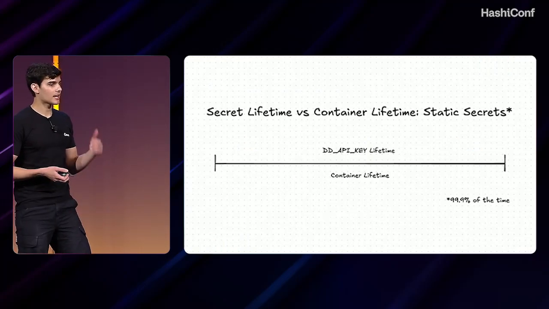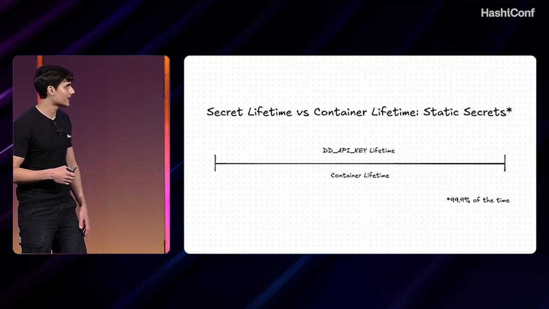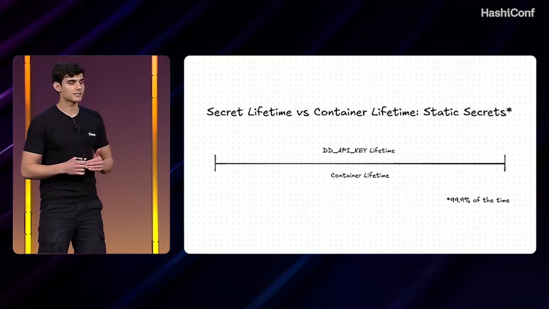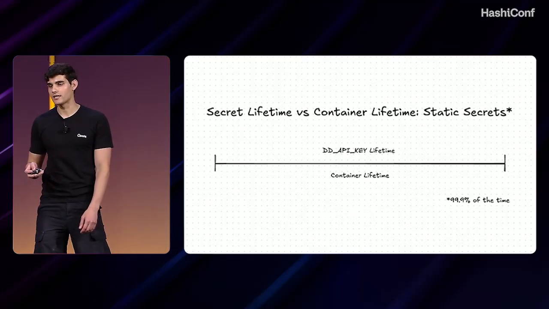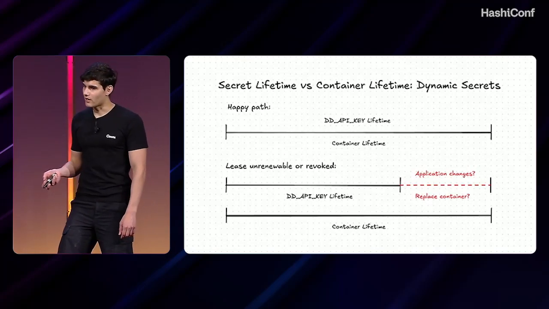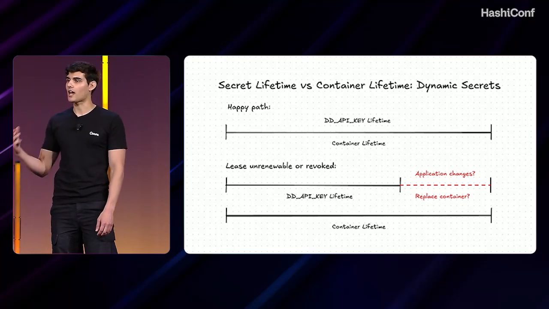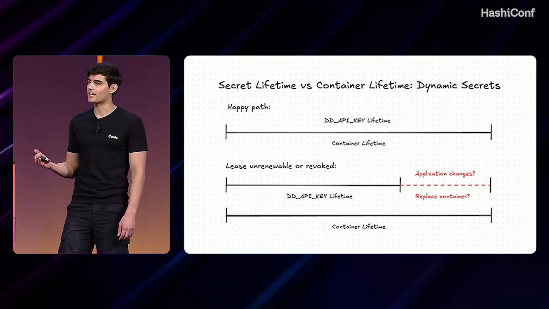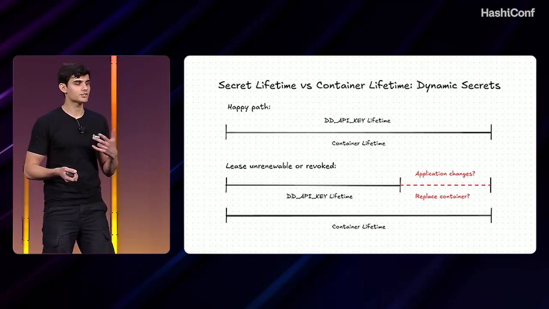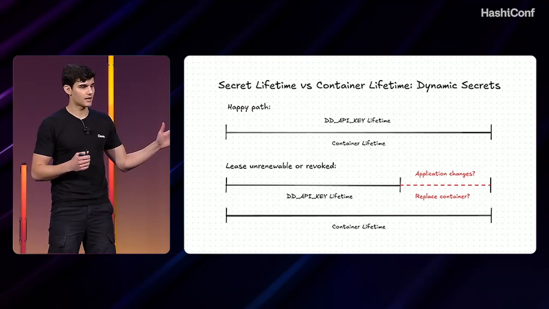Well, when you take a step back and you compare the lifetime of our Datadog containers and the lifetime of our static Datadog API keys, in 99.9% of cases, our static Datadog API keys are actually going to outlive our Datadog containers. However, when you compare the lifetime of our Datadog containers against the lifetime of our dynamic API keys, you don't see the same thing. On the happy path, our dynamically generated API keys are going to be valid for the container's entire lifetime.